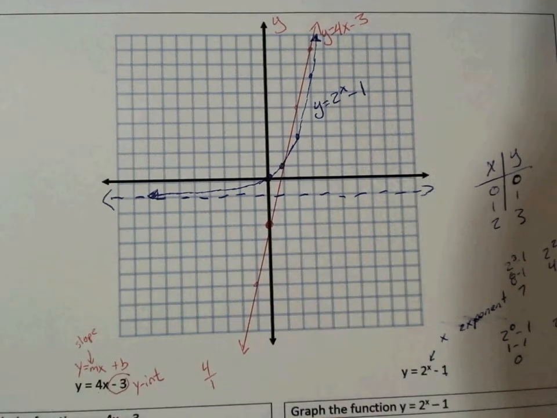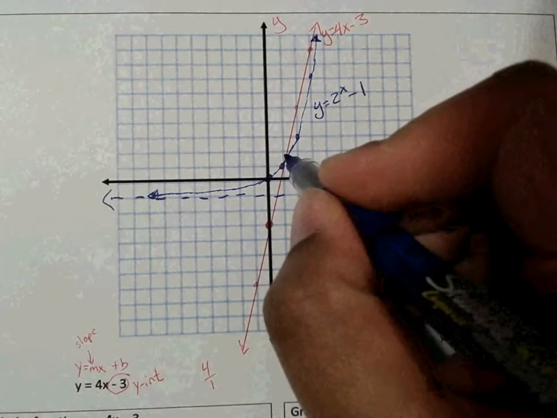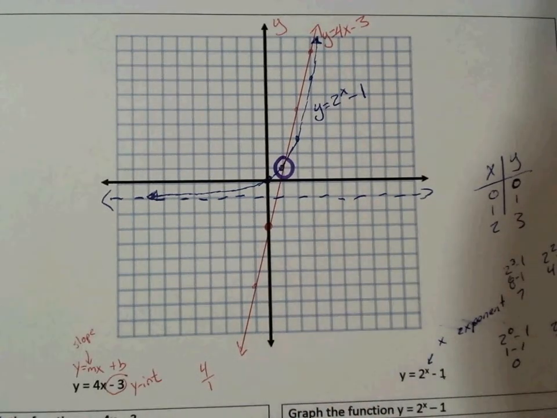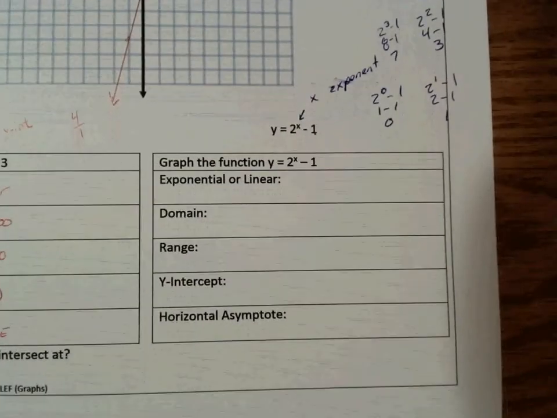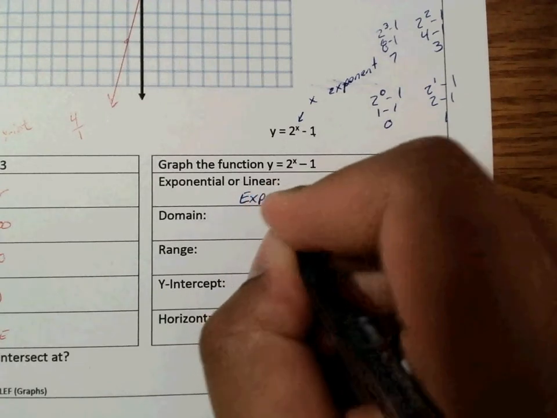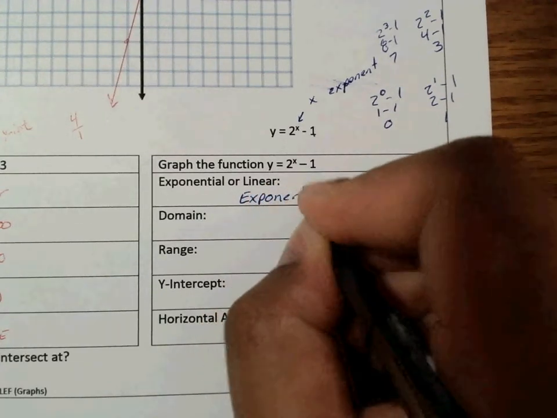And we can actually see that although we aren't doing systems with the linear and exponential, we can actually see where they cross. And they cross at 1, 1. But let's go and answer these last questions. So we have this function. We know it's exponential, and we talked about y earlier.